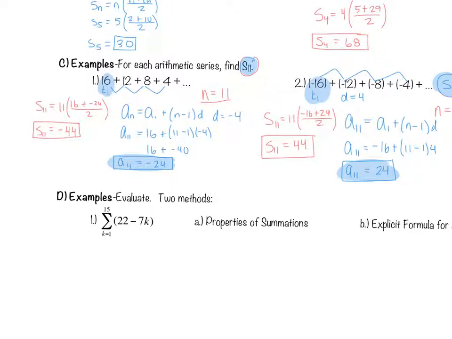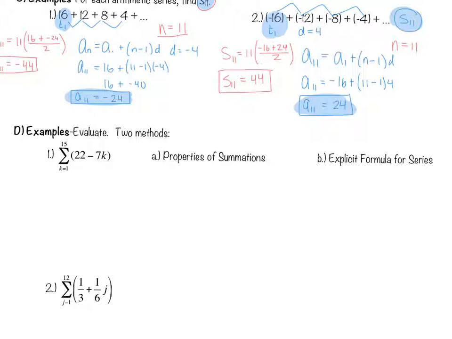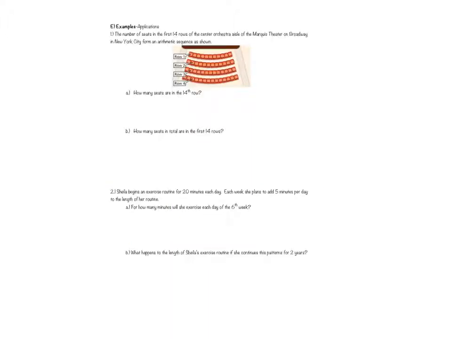So we're going to skip this bottom part. That's not necessary right now. So you can just sort of cross this out. We're not going to do that. And we're going to flip to the back side. Okay. So now let's do some application types of problems.